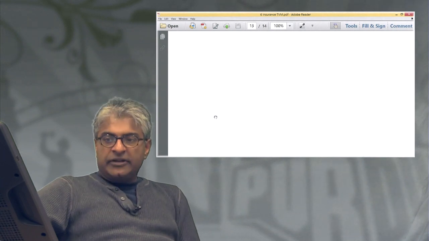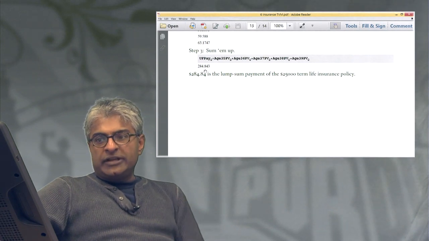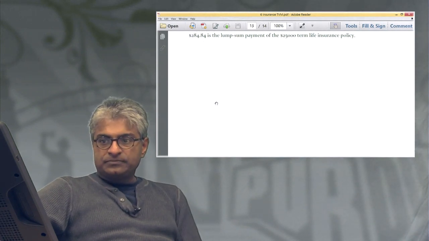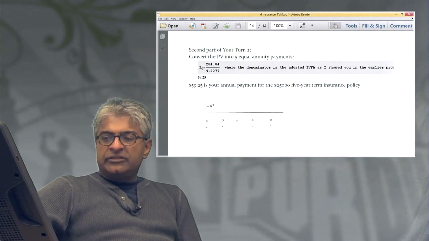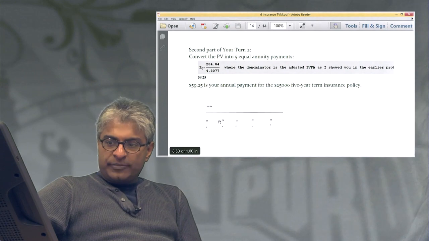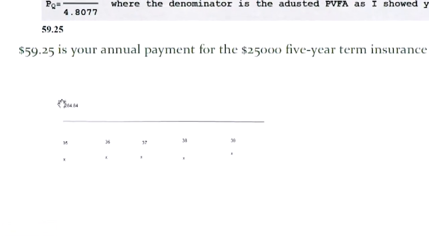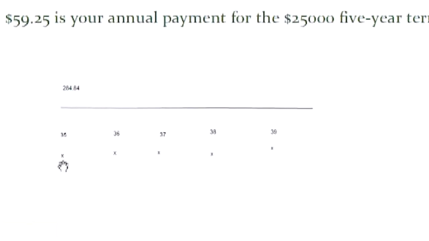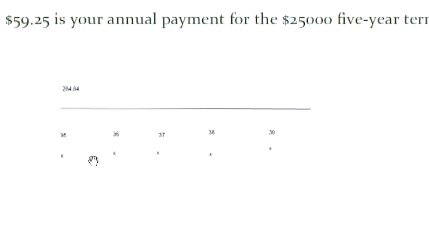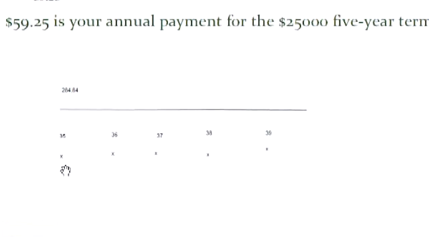Now the second part of it, which is how do you now decompose this $284 into equivalent annual annuity amounts to keep your policy going. And that's where, again, I'm going to quickly walk you through, not spend as much time in detail. Here's a timeline to make my point. The present value at 35 is $284.84. And then you think of these unknown annuity amounts that we have to compute as X, representing these X's at 35, 36, 37, 38, and 39.